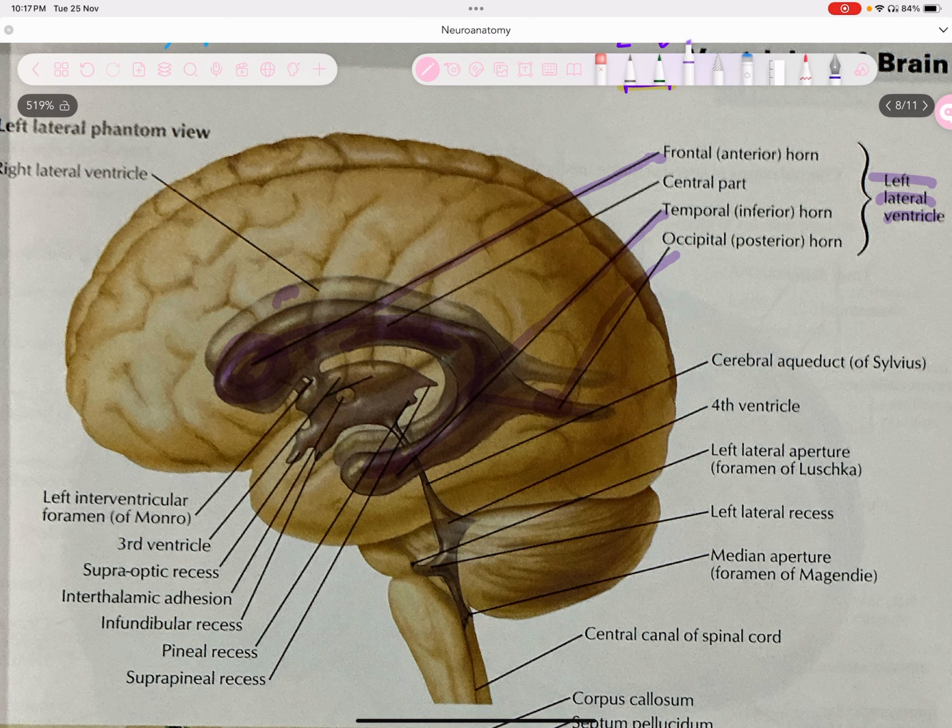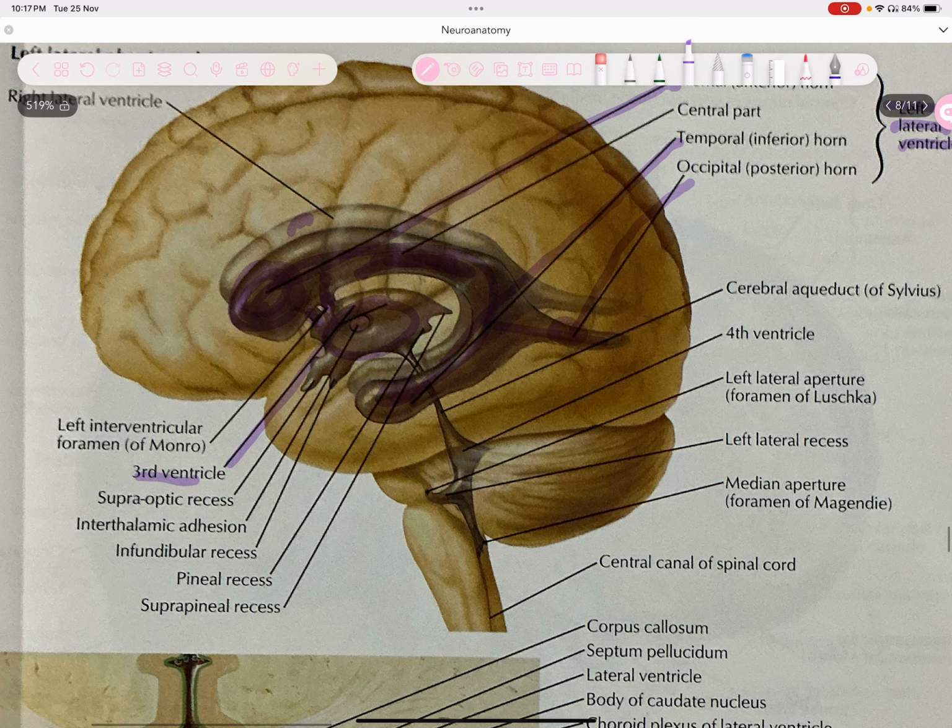Then if you talk about the connection between the lateral and the third ventricle, what is this? This is the third ventricle. And the thing that connects both of these is the left interventricular foramen of Monro. What about this? This is the interthalamic adhesion. You normally get models for this in your OSPE, so it's super important for you to know. And then after that, right here you have the aqueduct of Sylvius or cerebral aqueduct, which connects it to the fourth ventricle.